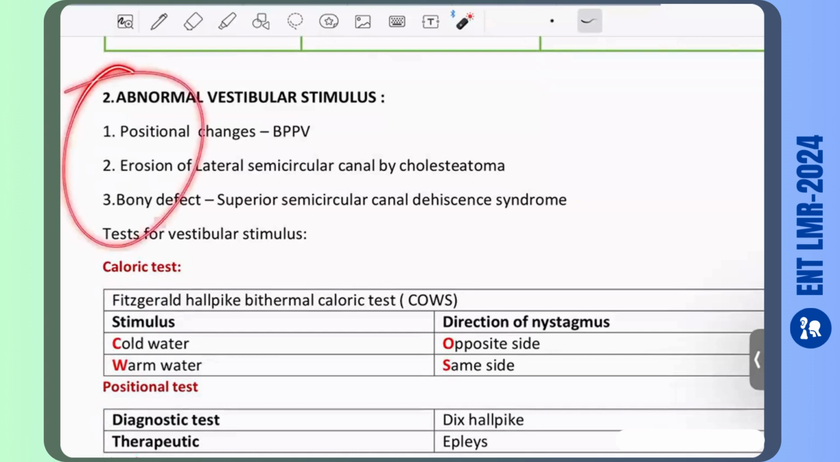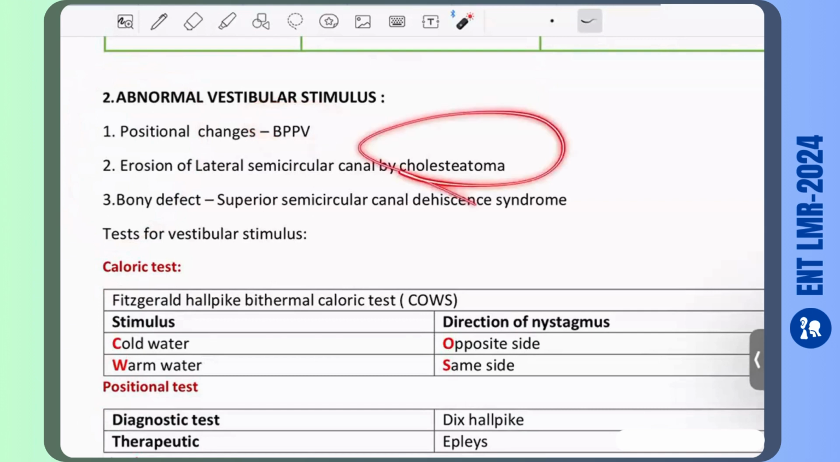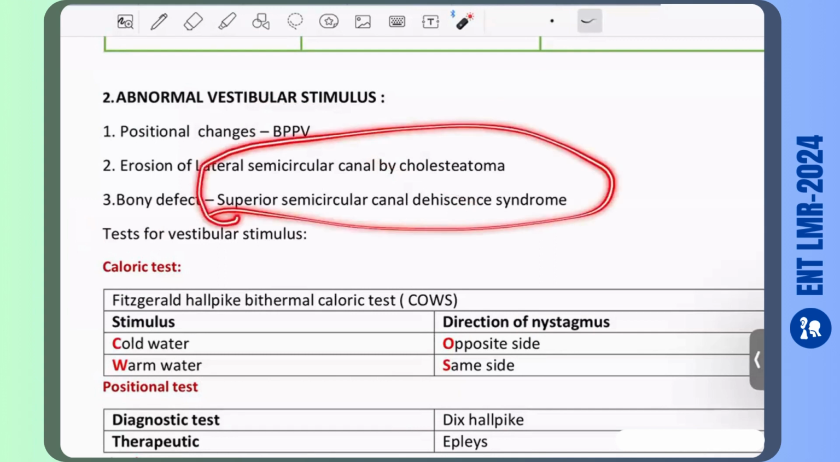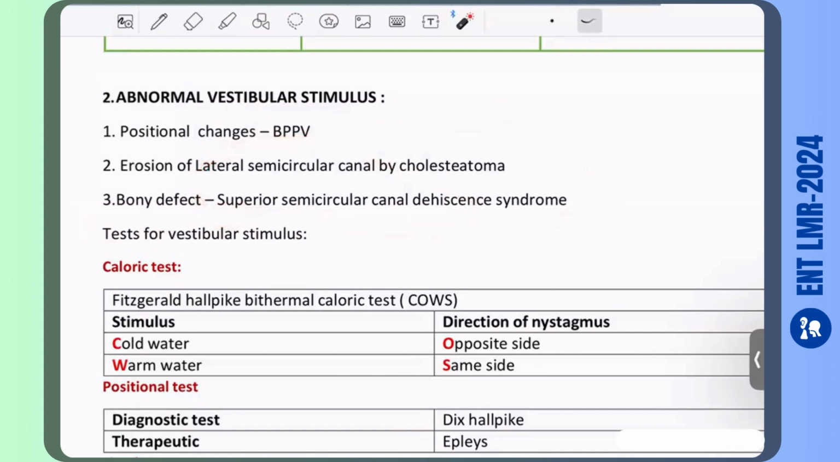So these three are the features where even without any abnormal head movement, like we are riding in a roller coaster, the patient will have positional vertigo and nystagmus even at rest. So these are the diseases: BPPV, benign paroxysmal positional vertigo; cholesteatoma, causing erosion of the lateral semicircular canal; superior semicircular canal dehiscence syndrome, which is a bony defect of the semicircular canal.